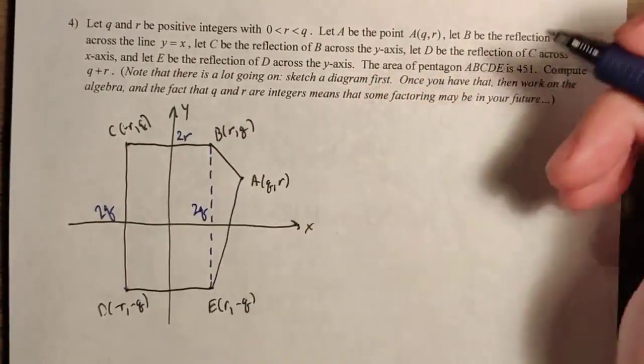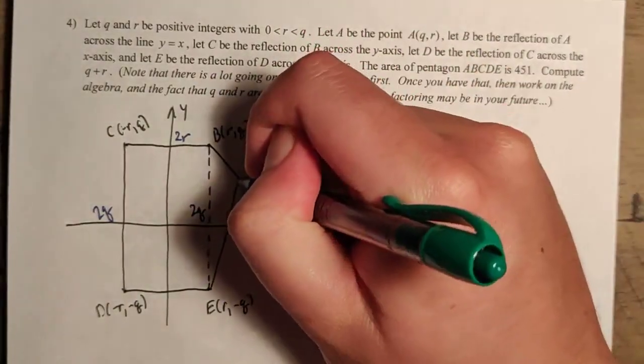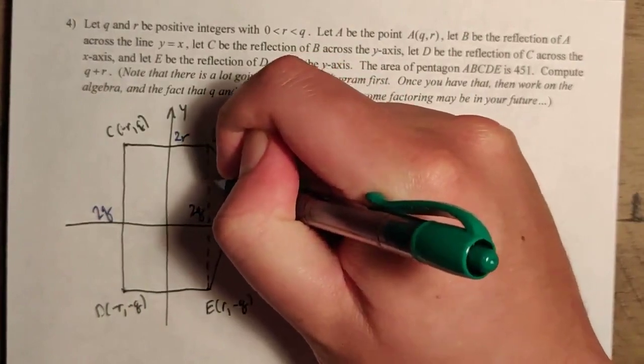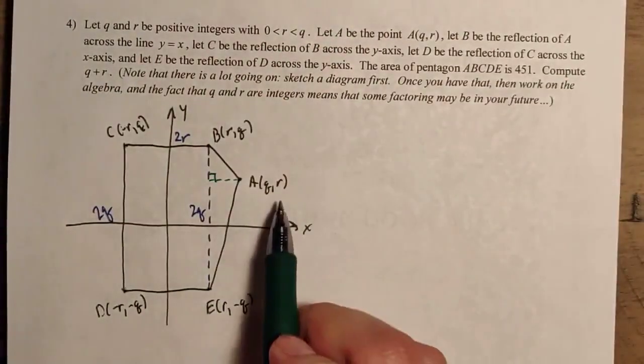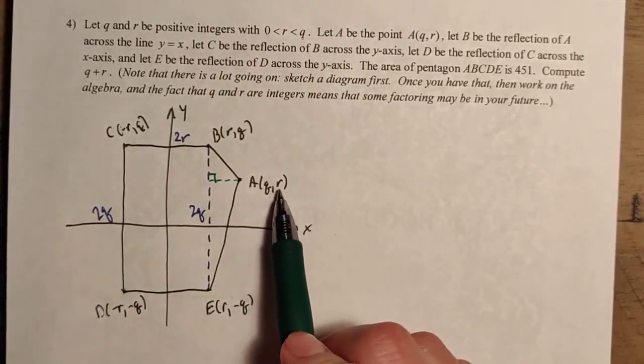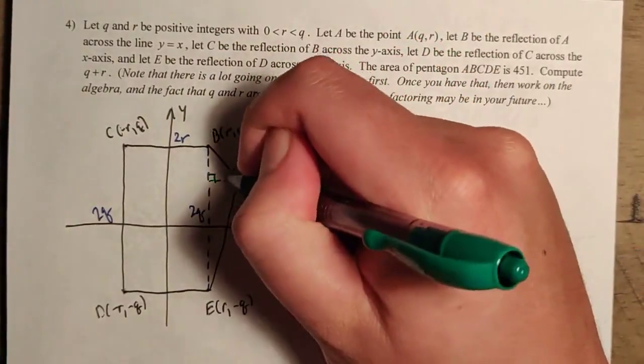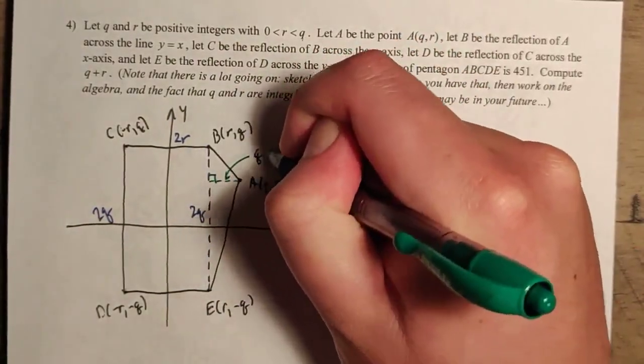Luckily, this is 2Q, but now we also have to figure out the height of the triangle. And that's not too bad, because remember that the height is a horizontal distance here. So we see our horizontal distance like that. Notice that Q is greater than R here. So that means we're basically looking at x coordinates, right? This is the x coordinate R, and this is the x coordinate Q. So that means this here is going to be Q minus R.